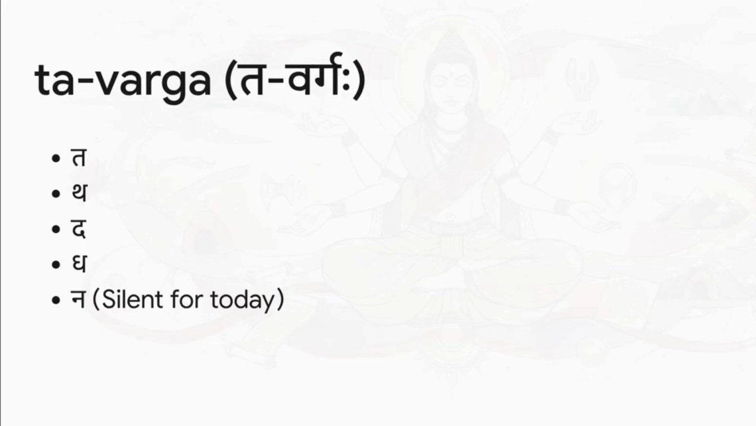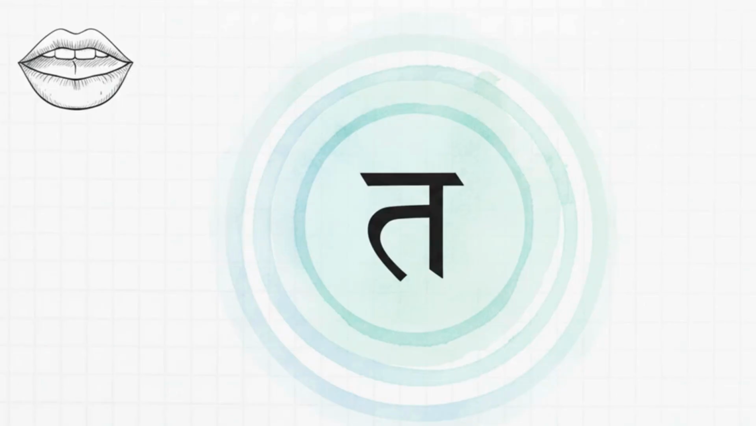Now let's move to the next group, the dental group. This group also has 5 letters. Today we will learn its first 4 letters. The 5th letter na will be introduced separately later. So let's focus on the first 4 letters. The first letter is pronounced by touching the teeth. The tongue will touch the teeth while pronouncing this letter. Ta. Its sound is ta. Listen. Ta. Yes, now you can try. Ta.